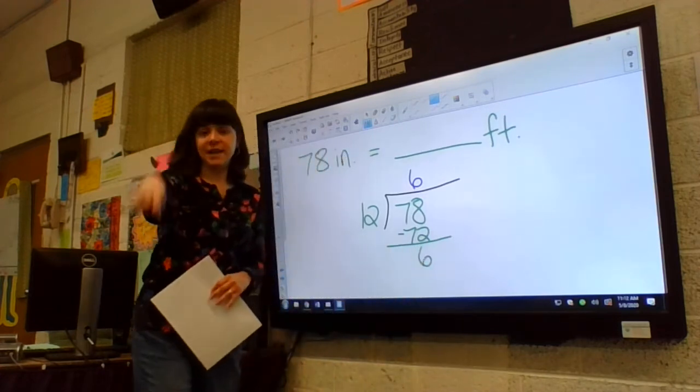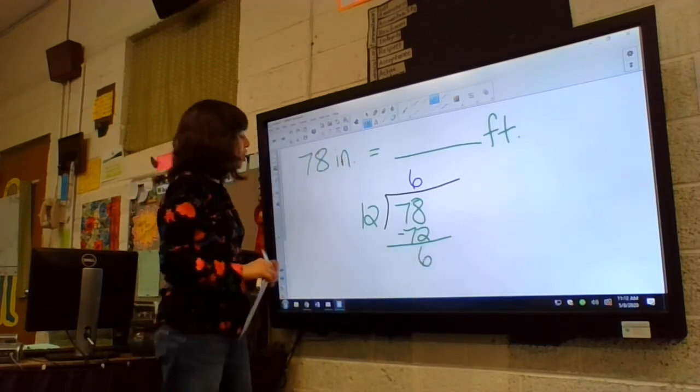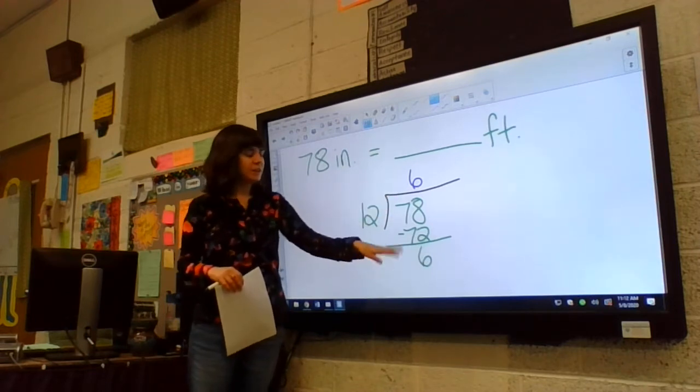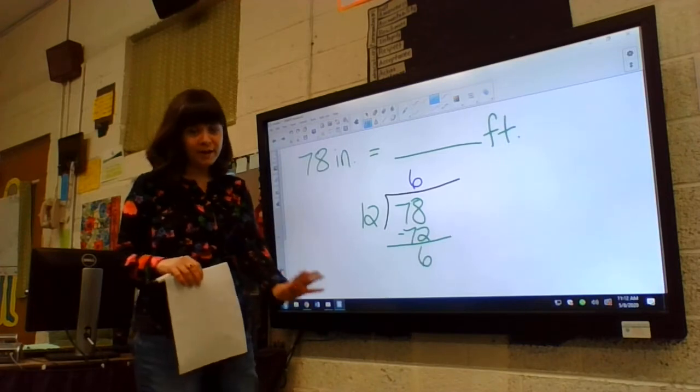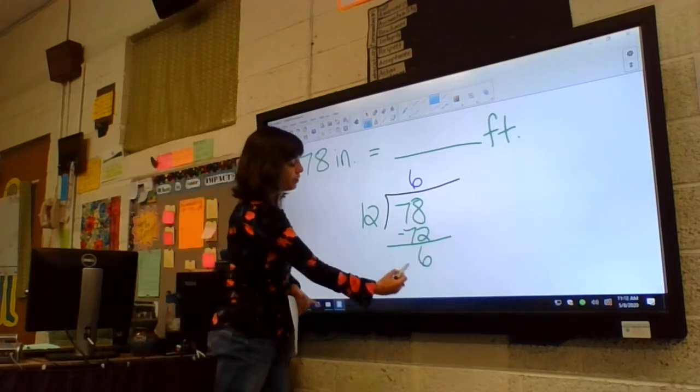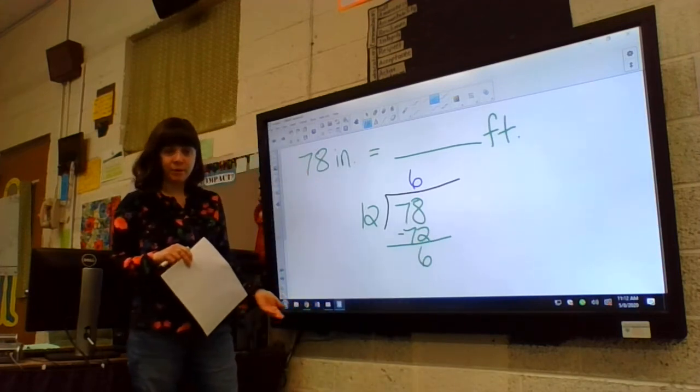Now, in the olden days, when you were in 4th grade or 3rd grade, you probably would just leave this and say 6 remainder 6. There's 6 feet, there's 6 inches left over. But we know how to keep going with this problem. So we could make it a fraction. We could bring this down the stairs and make a mixed number.